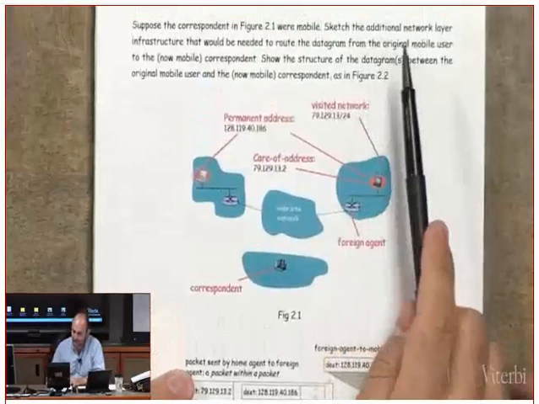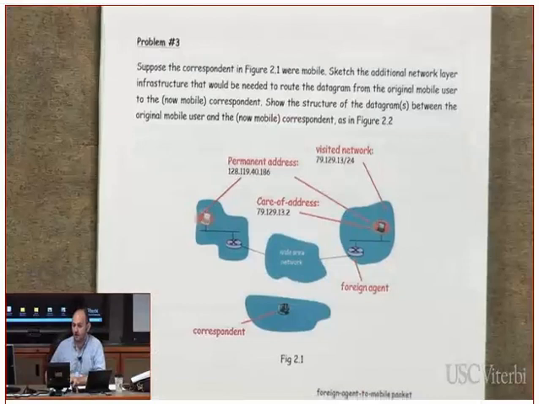Now, let's go to problem number 4. In mobile IP, what effects will there be on end-to-end delays of datagrams between the source and the destination?